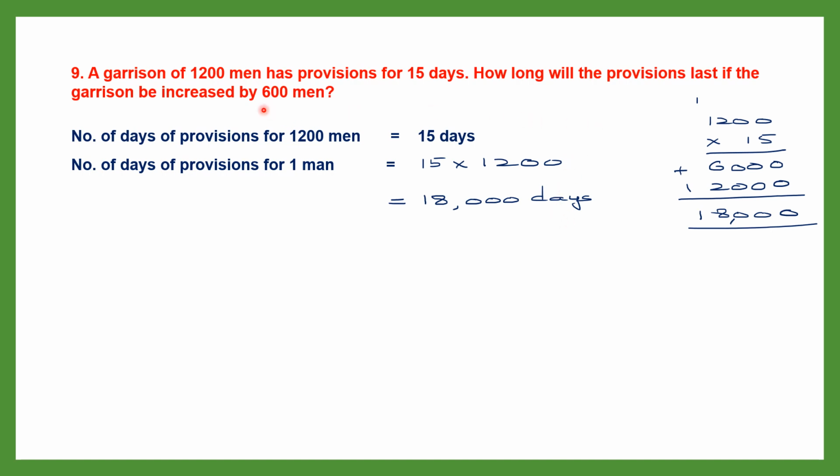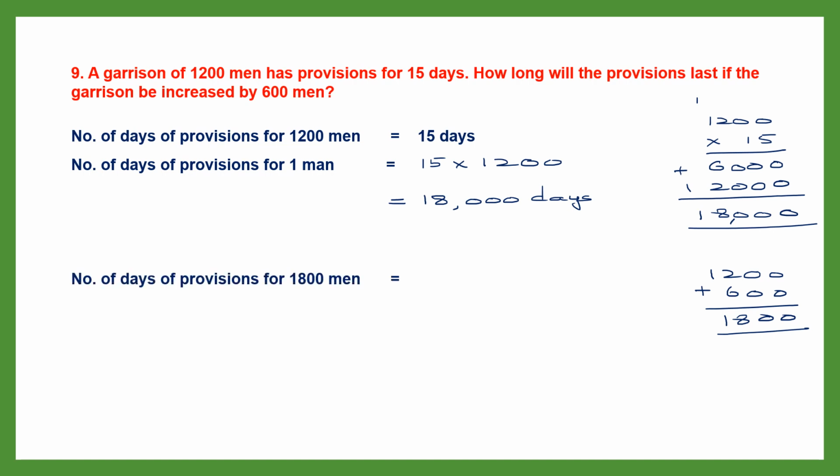Now the question is, if you increase this by 600 men. So first we had 1,200 men. Now we're going to increase it by 600. So that is going to be 0, 2 plus 6 is 8, 1,800 men. So number of days of provisions for 1,800 men. For one man, it's going to last for so many days. But if you're having 1,800 men, it's not going to last for so many days. It's going to finish off very fast, isn't it? So that means it's going to be less.